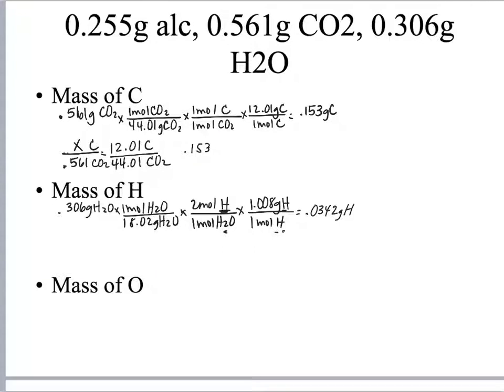0.0342 grams of hydrogen. And again, if we set this up as a proportion, X grams of hydrogen are in 0.306 grams of water, just like 2.016 grams of hydrogen, and that comes from the fact that there's 2 hydrogens in a water molecule.